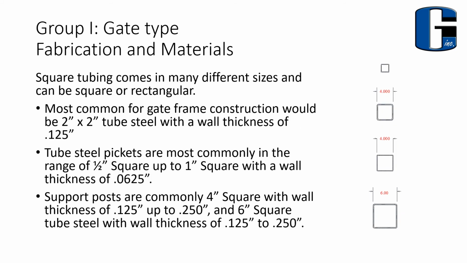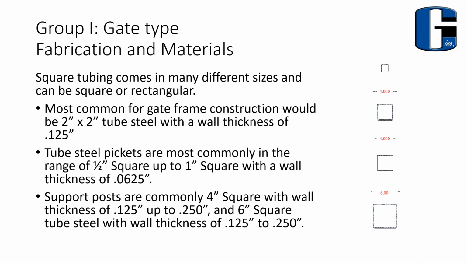Square tubing comes in many different sizes and can be square or rectangular. Most common for gate frame construction would be a 2x2 tube steel, probably with a wall thickness of .125, that's 1/8 of an inch. Tube steel pickets for the infill are most commonly either a half or up to an inch. I think 1-inch pickets is probably the most common, and that probably has a thinner wall thickness of about .0625, which is about a 1/16 of an inch.